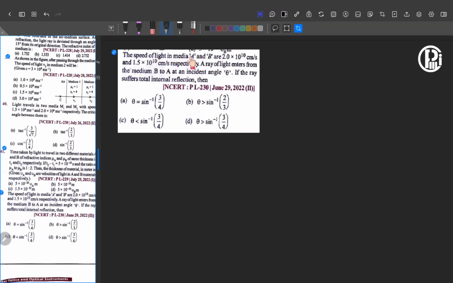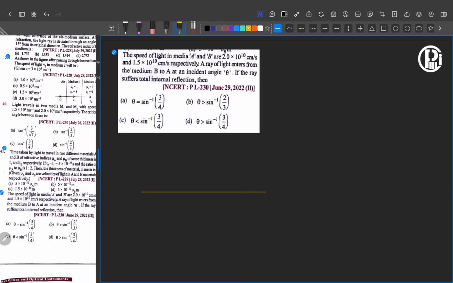Question number 42 is this one. The speed of light in media A and B are 2 into 10 power 10 centimeter per second and 1.5 into 10 power 10 centimeter per second respectively. A ray of light enters from medium B to A at an incident angle theta. If the ray suffers a total internal reflection, then we have to calculate theta. From the speed of light you have to find what the refractive index is. Clear? Let me draw the diagram first, then we will solve the problem.